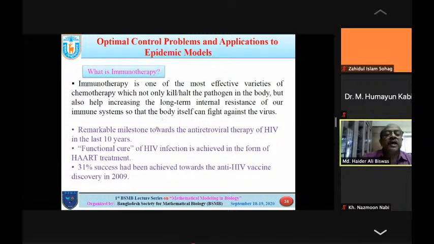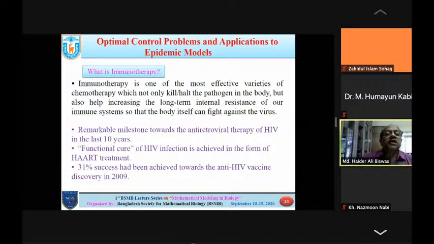And in that case, remarkable milestones have been achieved by using antiretroviral therapy or highly active antiretroviral therapy. There are even two cases of functional cure, because there are two recorded patients who have been cured functionally and the virus has become negative in the body using highly active antiretroviral therapy. And there is also some achievement in vaccine discovery, but we are still waiting for a vaccine to fully cure our whole society, our whole community, so that we can have an AIDS-free world.